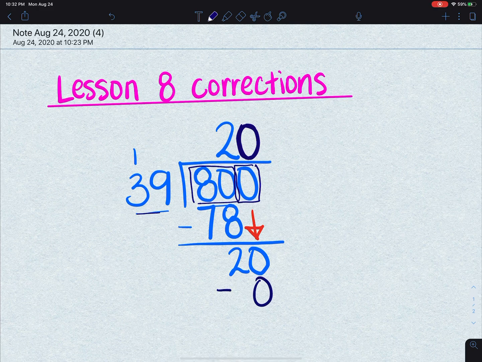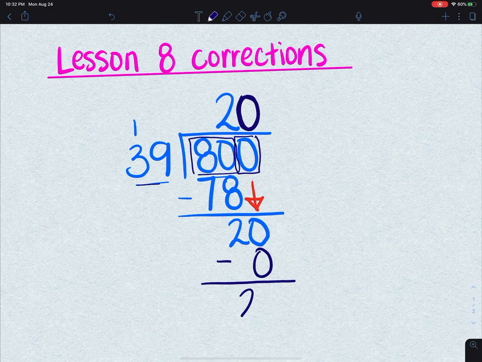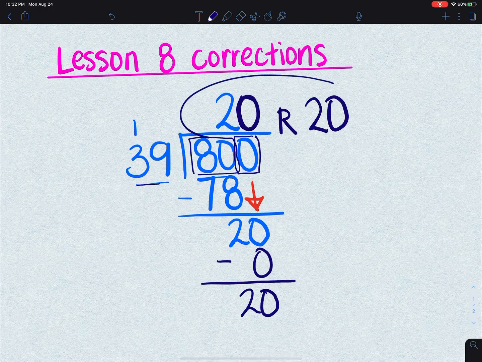And then you have to subtract, okay? And then when you subtract 20 minus 0, you get 20. So now you can go up here and put remainder 20. So the correct answer is 20 remainder 20. And the way you did it, you just did 2 remainder 20. So I want you to practice this problem one more time for me and do it on a sticky note or something, okay? All right.